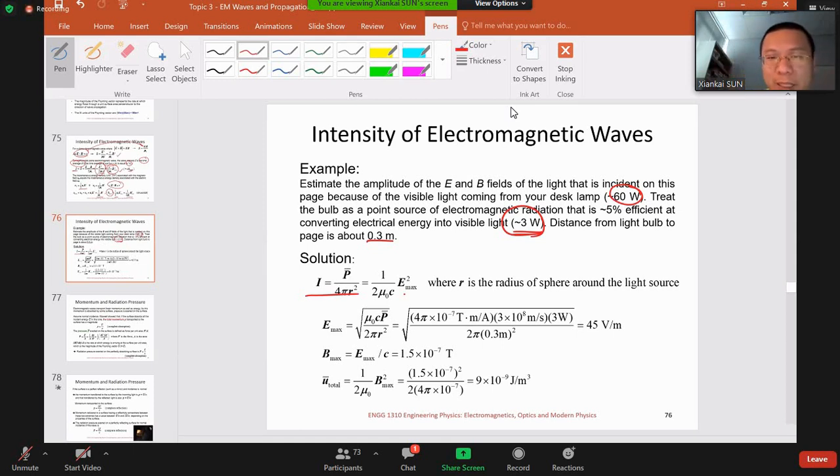Then we substitute all these numbers into the formula, and we can get the expression for E max. Finally, we get 45 volts per meter. For B max, remember, B is equal to E over C, so it's 1.5 times 10 to the negative 7 Tesla. And U total will be B max square over 2 mu naught. Substituting all these numbers, we finally get 9 times 10 to the negative 9 joule per cubic meter. Alright, so far so good.